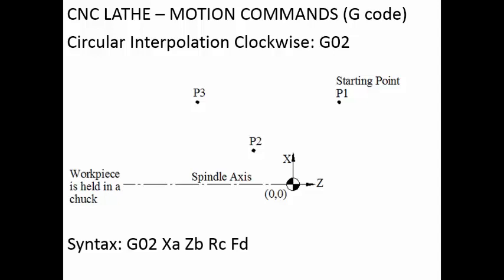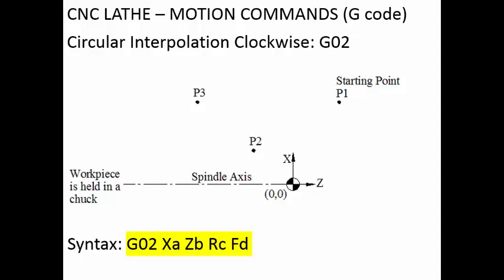So what is the syntax for this one? The syntax is G02 XA ZB RC and FD. So G02 is for specifying the circular interpolation in clockwise direction. XA, X is the X coordinate, A is the coordinate value, ZB is the Z coordinate, B is the value of the Z coordinate of the end point of the motion, to which point you want to move. That is the X and Z we have to specify here.